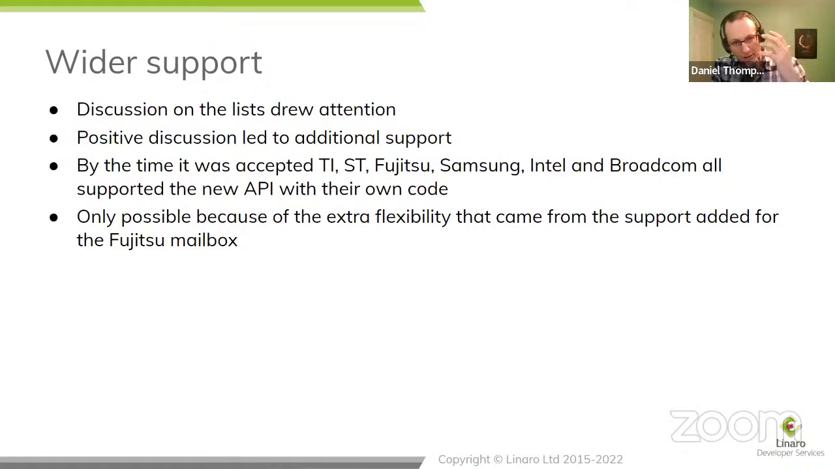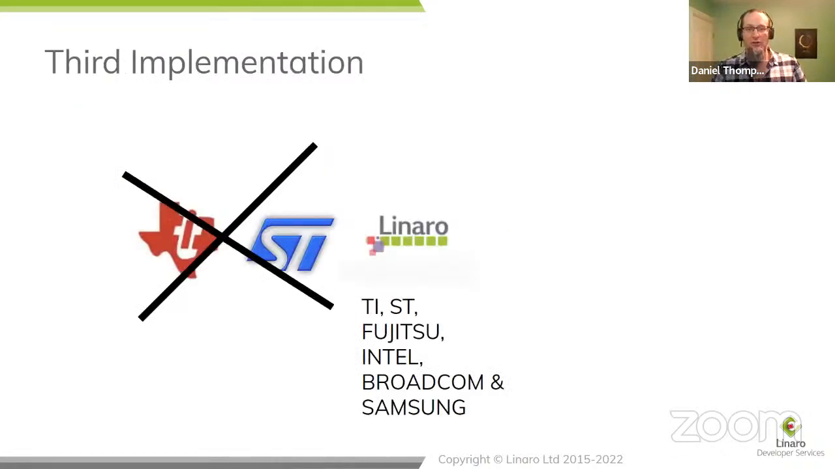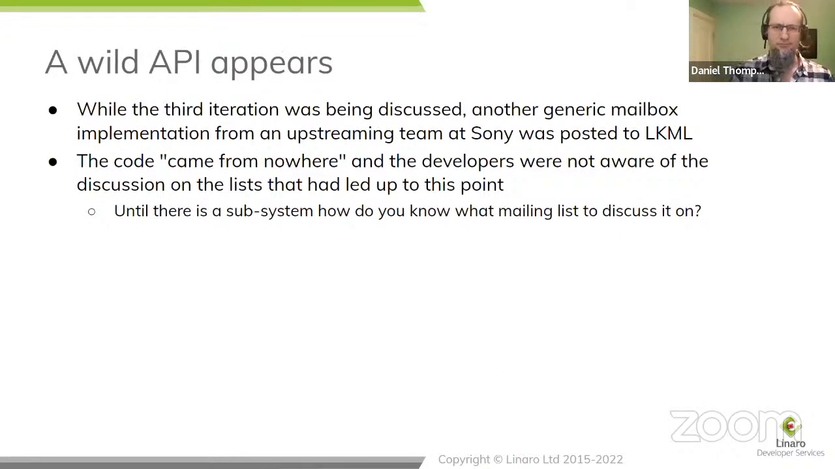And the capacity to adopt some of those additional users was only possible because of the flexibility that the Fujitsu extensions had offered. So there's now a growing interest around the third implementation. And at that point, a new implementation was posted to the mailing list. Another generic mailbox implementation. From the point of view of the people involved in that third implementation, it kind of came from nowhere. And there's good reasons for that.